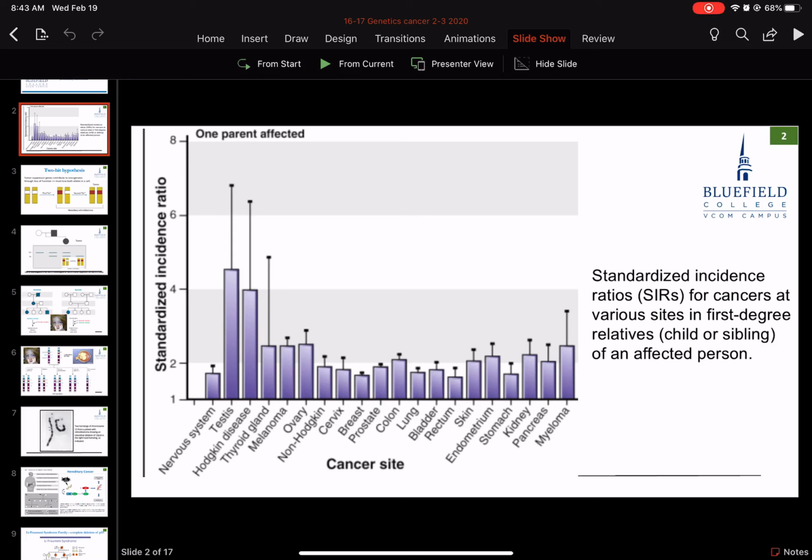Hereditary cases. This graph shows you standardized incidence ratios for cancers at different sites in first degree relatives, which is a child or sibling of an affected person. So everything that grows above 1 shows us that there is some tendency among first degree relatives to have increased cancer risk.